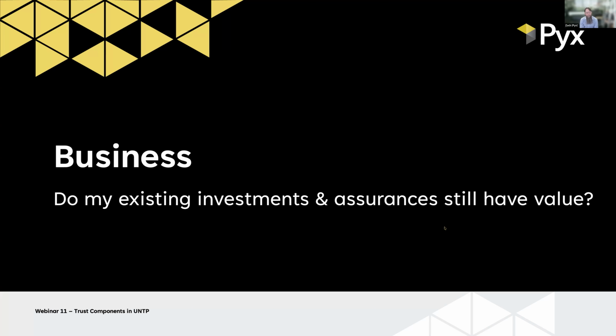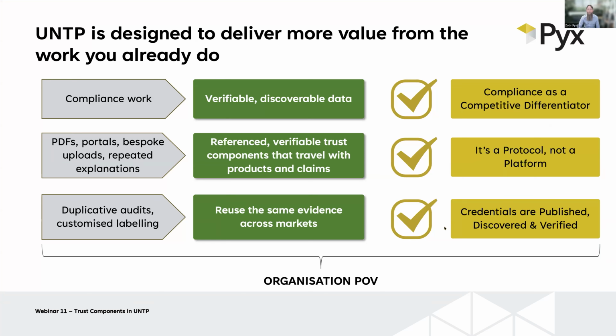From a business perspective, we're going to talk about how our existing investments and assurances have value even as we adopt the United Nations Transparency Protocol. And so UNTP is really designed to deliver more value from the work you already do. Make it easier and cheaper for you to differentiate your products or your production processes or your production facilities to your customers by more consistently sharing information about your products and facilities, and also being able to link proof about the claims you're making about your products and facilities.